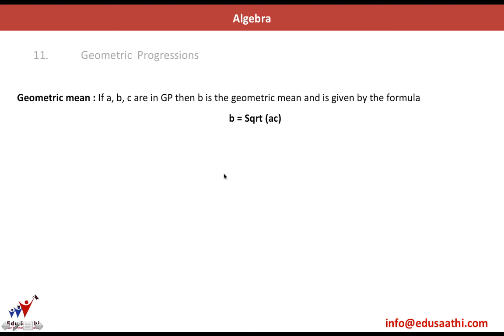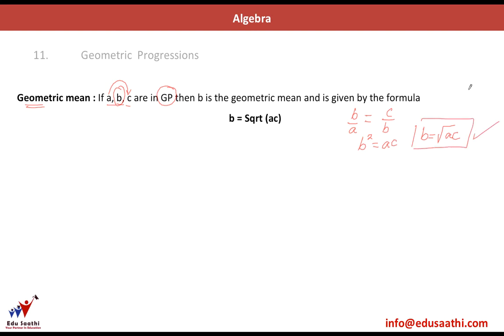Now, let's understand the concept of geometric mean. Geometric mean means if A, B, C are in geometric progression, then B is the geometric mean of A and C. So that means B over A will be equal to C over B, because it's a constant ratio. B square is equal to AC, or B is equal to square root of A and C.